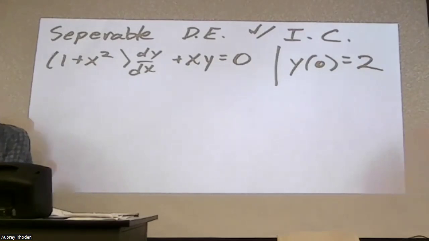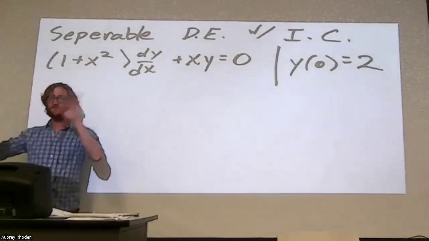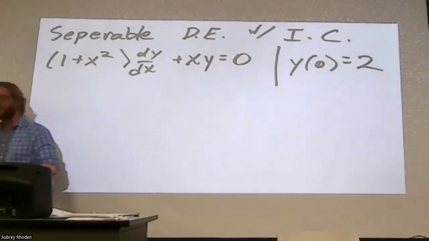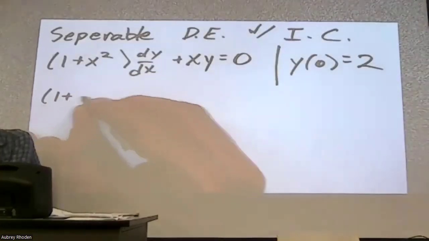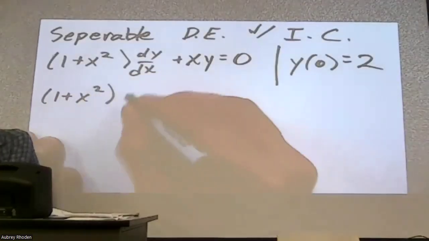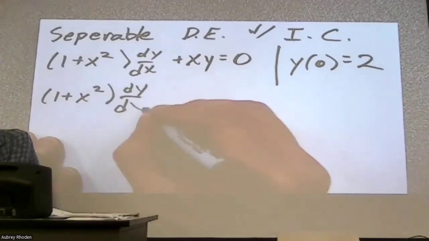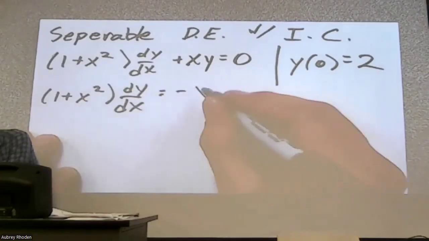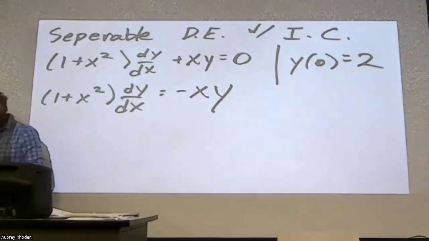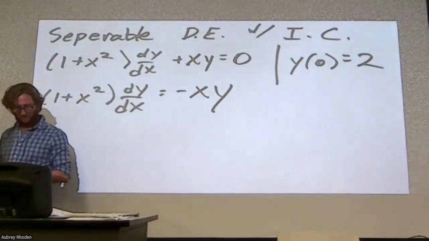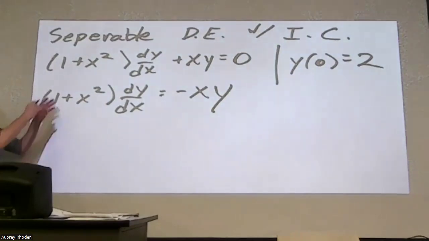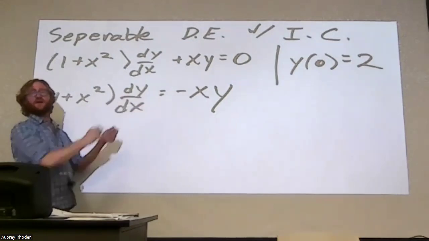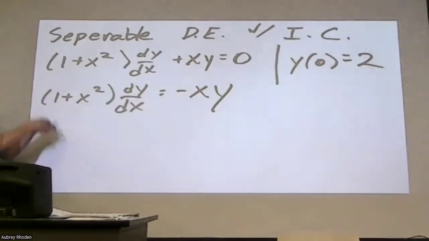So the first thing I would do is, you always want to get dy and dx onto opposite sides, so get rid of that 0. Let's move the xy over there. So 1 plus x squared dy over dx is going to equal negative xy. Now move everything with x's over to one side of the problem and everything with a y over to the other side.